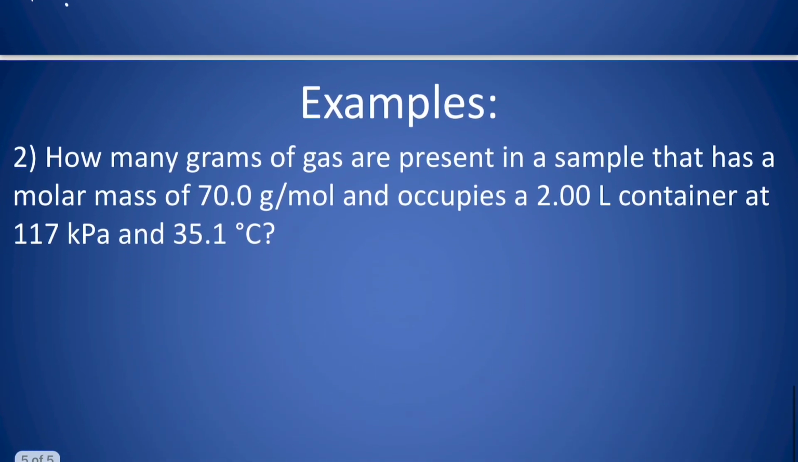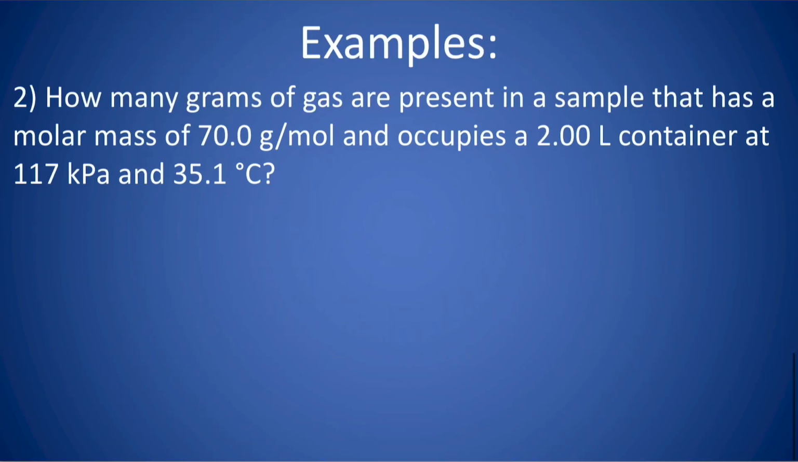Let's look at another example. So this one says how many grams of gas are present in a sample that has a molar mass of 70 grams per mole and occupies a 2-liter container at 117 kilopascals and 35.1 degrees Celsius. Well, just like always, the first thing to do is to identify what the given information is.